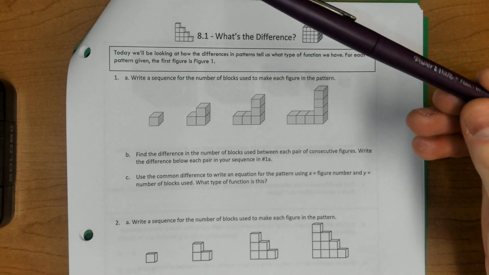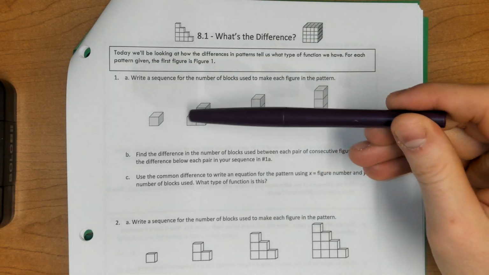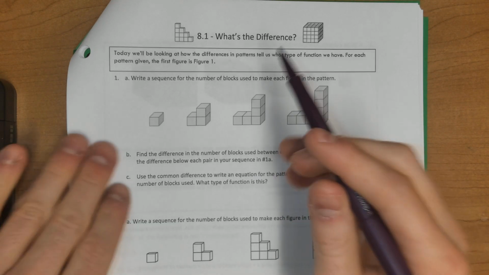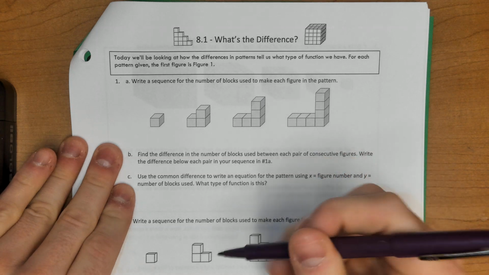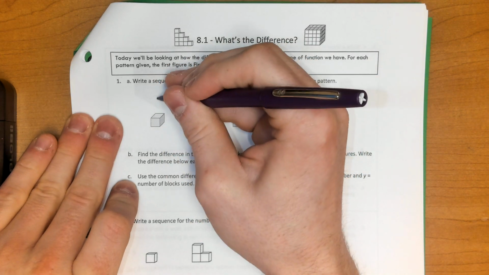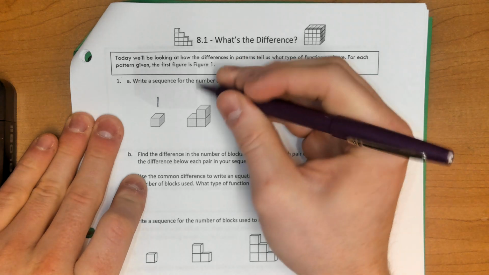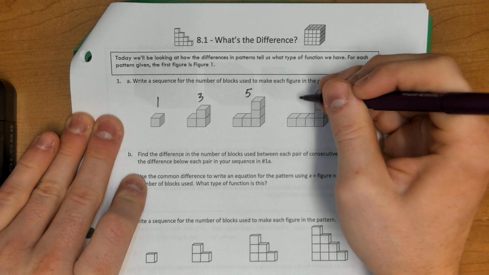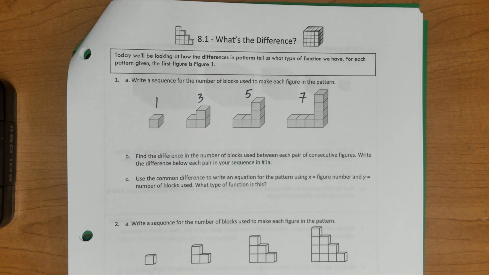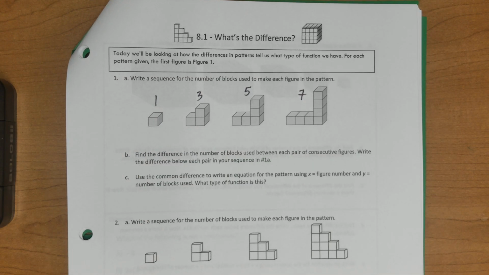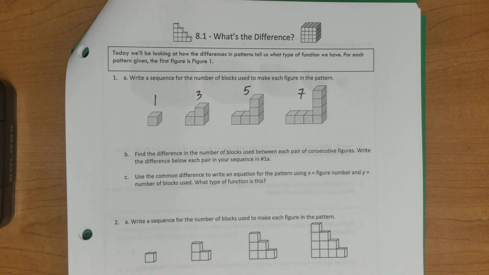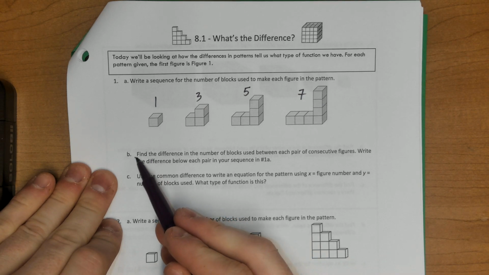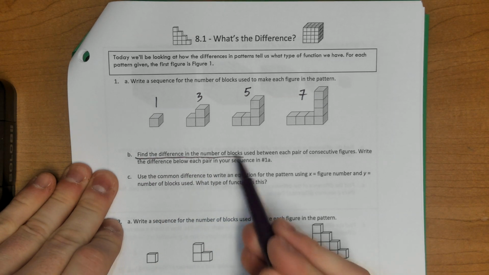What's the difference? So we're going to start off here by looking at some different block patterns. And what we're going to do is actually count up how many blocks are in each of these patterns. So in this first one here, there's obviously one block. There's 3 in the second, 5 in the third, and then 7 in our fourth pattern. Now, what we want to do is find the difference here. So in B, it says find the difference between the number of blocks.